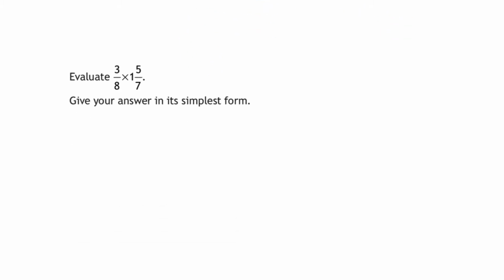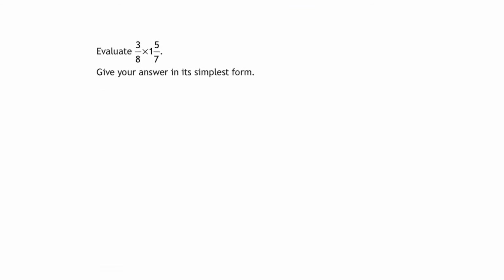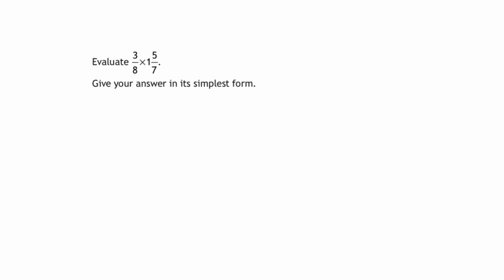Okay, and is this the last one? I think it is, just a sec. Yeah, it's the last one. So again, multiplying but involving a mixed number. So we keep our 3/8 as it is, and then we change the 1 5/7 to an improper fraction. So that'll give us 12 over 7.